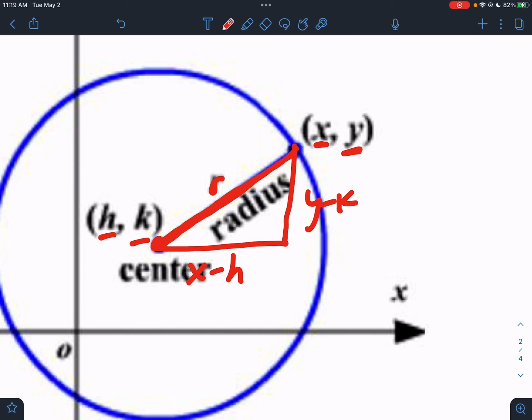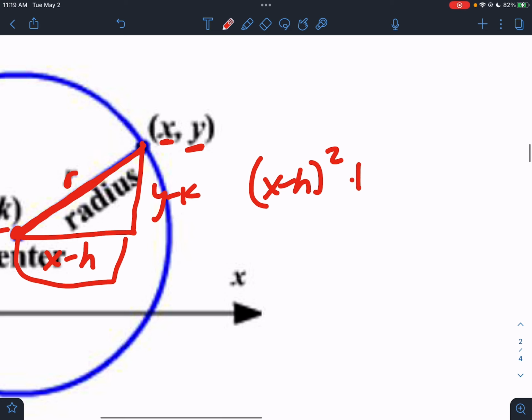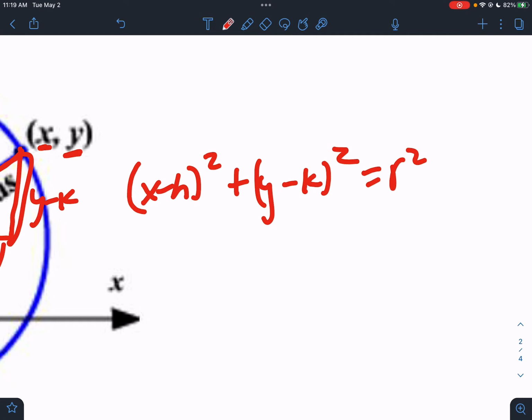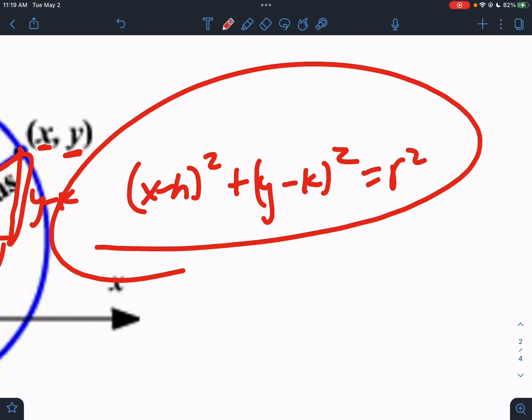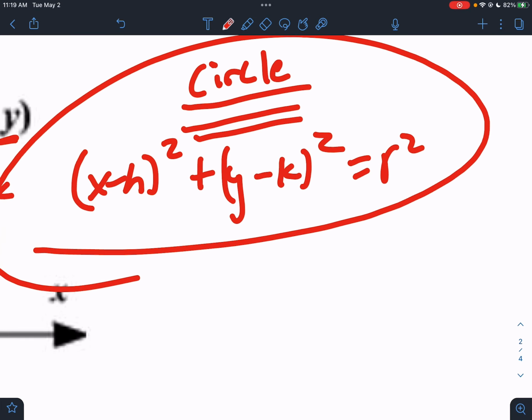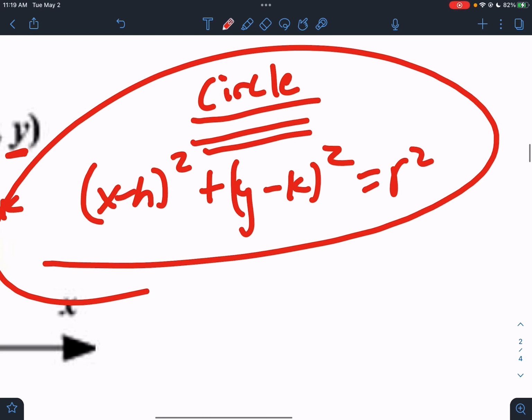And then the hypotenuse is r. So think about the Pythagorean theorem here. This would be x minus h squared, that's this side squared, plus y minus k squared, that's this side squared, equals the radius squared. Boom, boom, boom. This is the equation of a circle. Let's go. Perfect. So this is the thing you have to know, and you have to know how to use it.